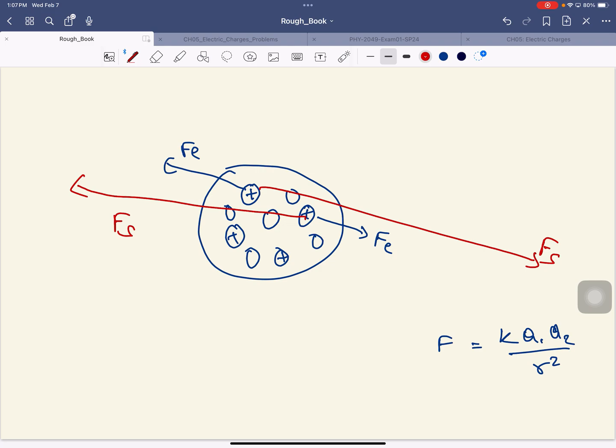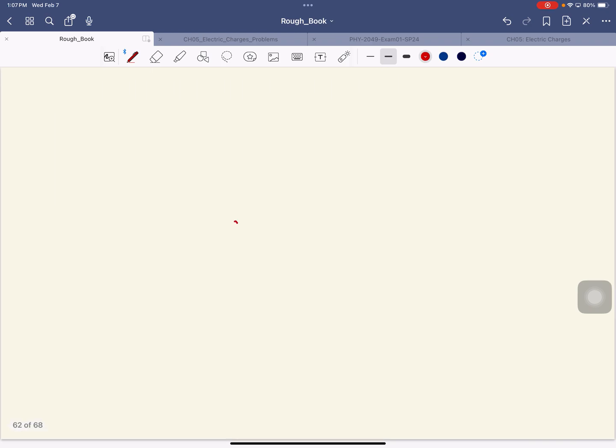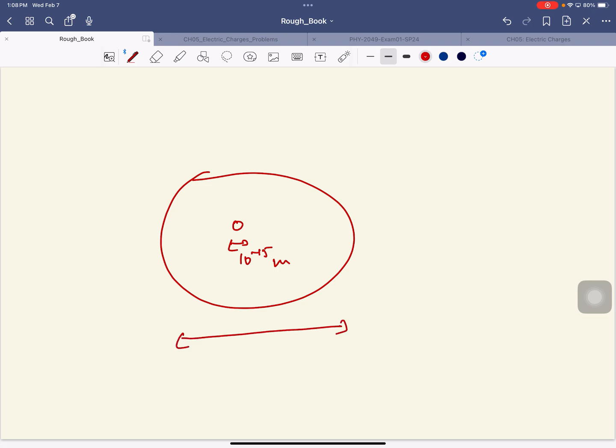So what does that tell you? That these particles have to be within 10 to the minus 15 meters. So the size of all nuclei is roughly about 10 to the minus 15 meters. We've talked about this before, but here is the nucleus. Its size is about 10 to the minus 15 meters, and now you know why the protons don't fly apart. The size of an atom is about 10 to the minus 10 meters.